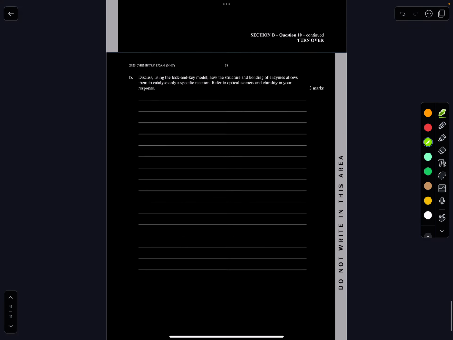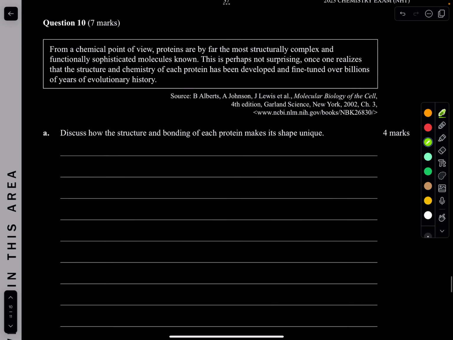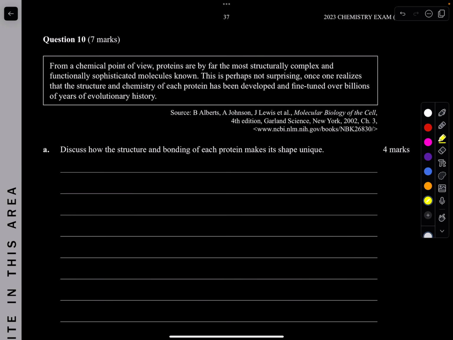There's only 2 parts and they are very long questions. Hopefully it's a good topic we can talk about. From a chemical point of view, proteins are by far the most structurally complex and functionally sophisticated molecules known. This is perhaps not surprising once one realizes that the structure and chemistry of each protein has been developed and fine-tuned over billions of years of evolutionary history. They actually took it from Molecular Biology of the Cell, this book here. If you do a biomedicine degree at the University of Melbourne, you will actually use this book in second year. It was a nice book we learnt from.